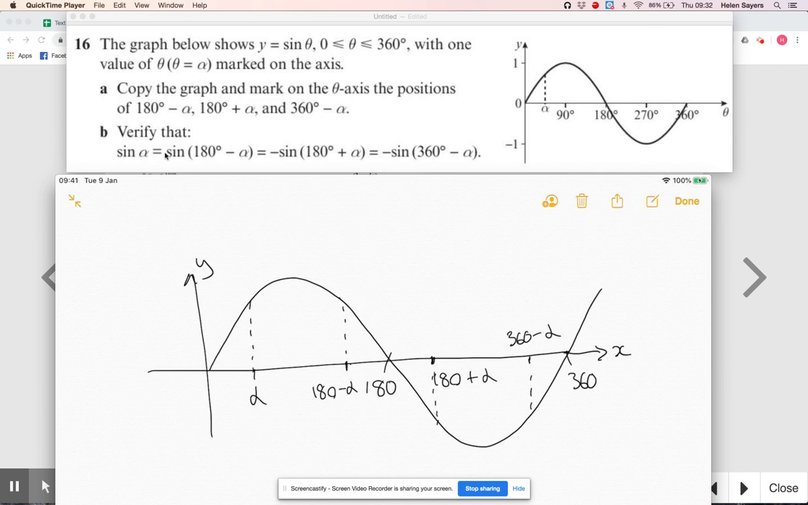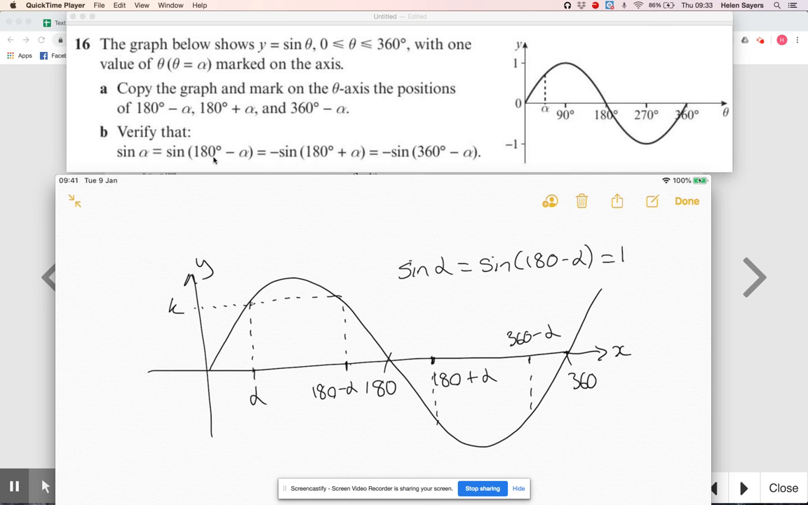And then verify that sine alpha. So this is really reminding you about some of the properties of the sine curve. So verify that sine alpha equals the same as sine of 180 minus alpha. Okay, well, obviously this is a sketch. It's not particularly drawn to scale, but we can just show that on the graph there. So the sine of alpha does equal the same as sine of 180 minus alpha.